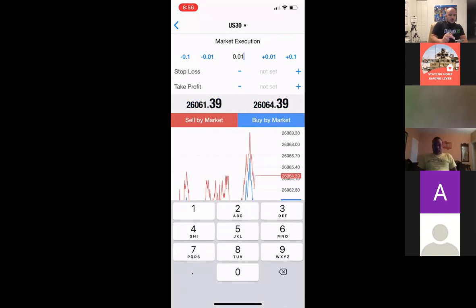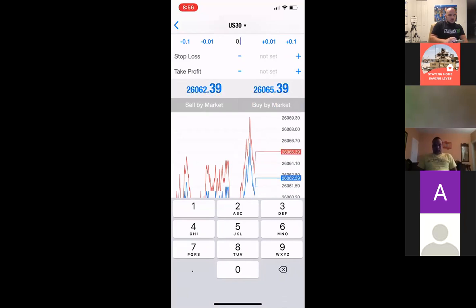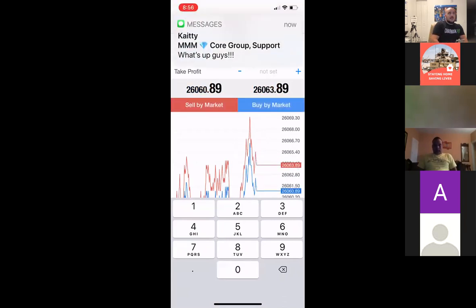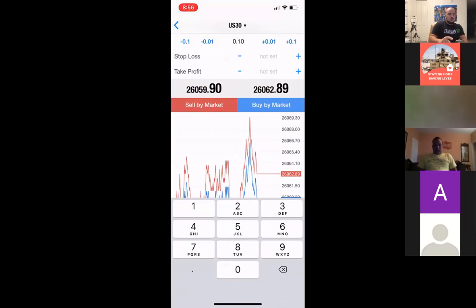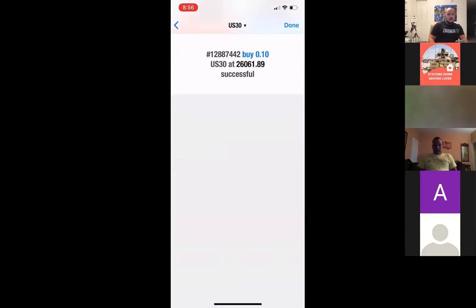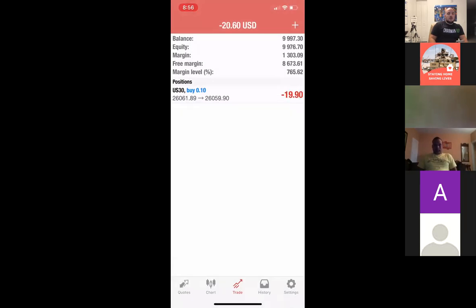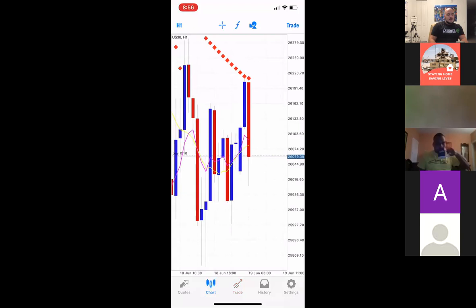All right. Let's do US 30. Let's do $1 a pip. By the way, you don't do $1 on US 30. You do 0.01 and it's hundreds of dollars. All right. Buy. Boom. There we go. We're in it. Now US 30 has higher spreads, my friends. So that's why you see automatically how negative I am. But guess what? That sucker starts to pull back and you'll see it go up hundreds and hundreds of dollars.